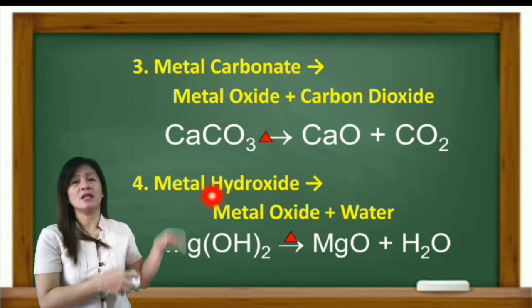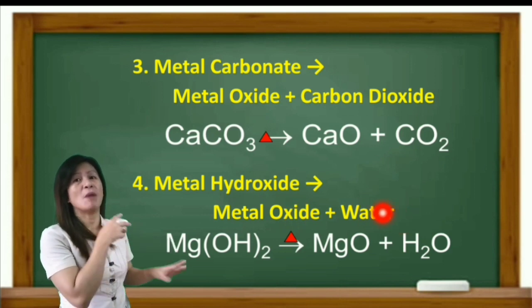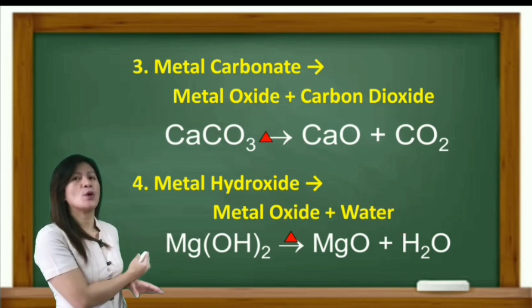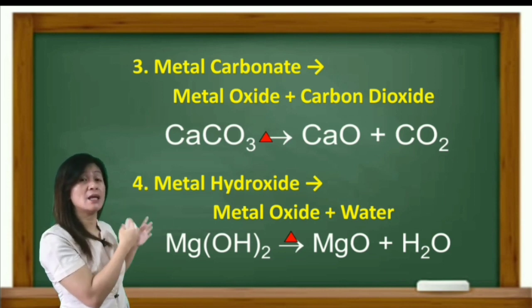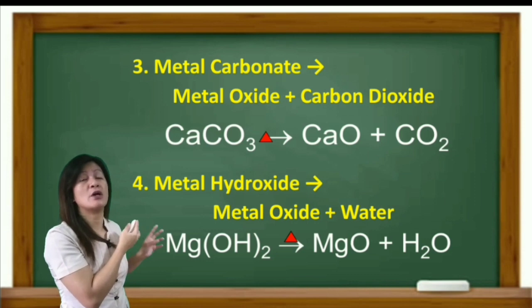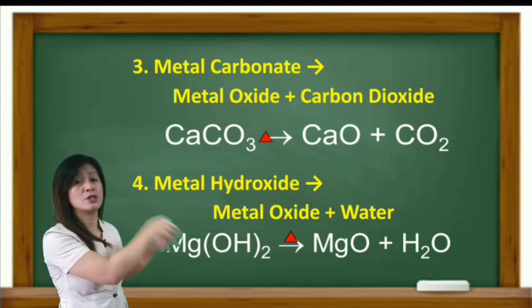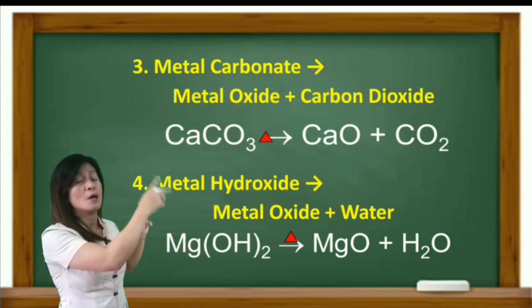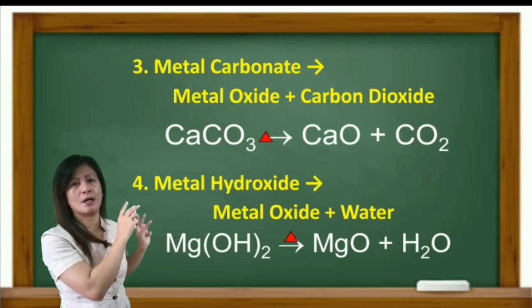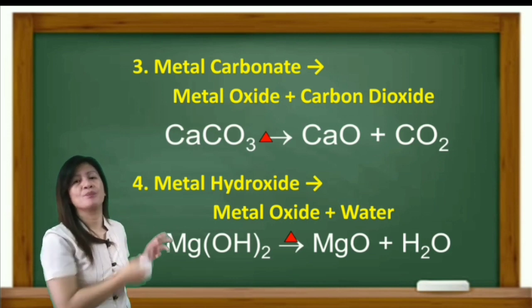When metal hydroxide, example number 4, decomposes, metal oxide and water form. So one example is magnesium hydroxide. Again, hydroxide is a polyatomic anion. Magnesium has a numeric charge of positive 2. So the numeric charge of 2 is brought down, crisscrossed to the polyatomic ion OH, which makes it enclosed in parentheses with subscript 2.